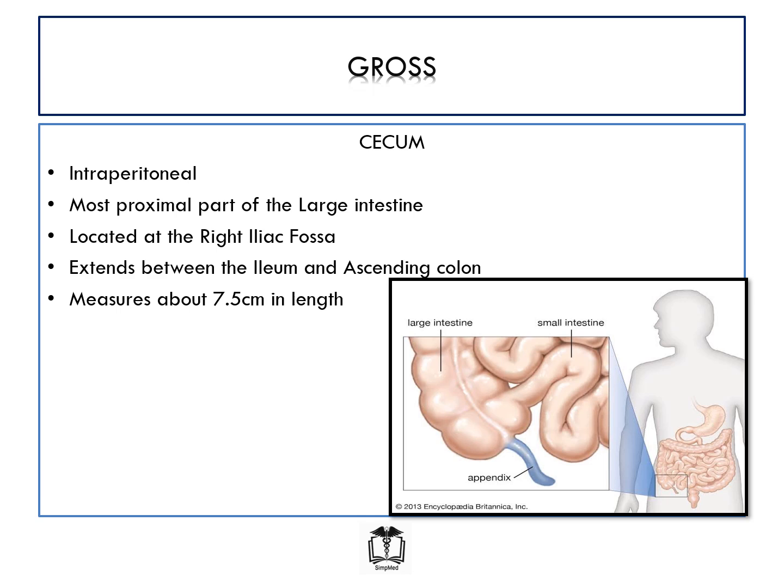The cecum, although it is intraperitoneal, it's important to note that it lacks a mesentery. So it's surrounded by peritoneum but doesn't have a mesentery that anchors it to the posterior abdominal wall. And that's very important to know.